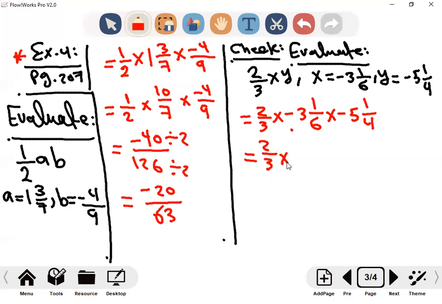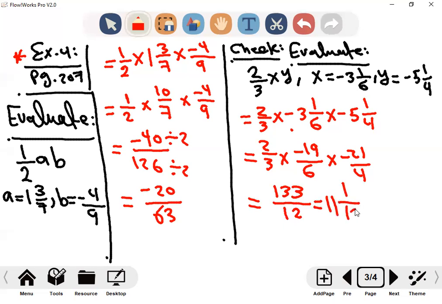Multiply here 6 by 3, 18 plus 1 comes 19 over 6, multiply 21 over 4. This is equal to multiply, simplify, do what you want. The answer at the end will be 133 over 12. If you divide, the answer will be 11 and 1 over 12.